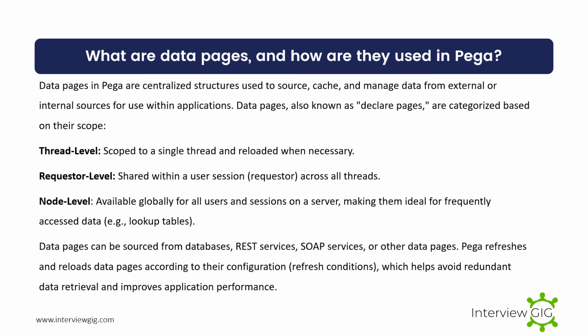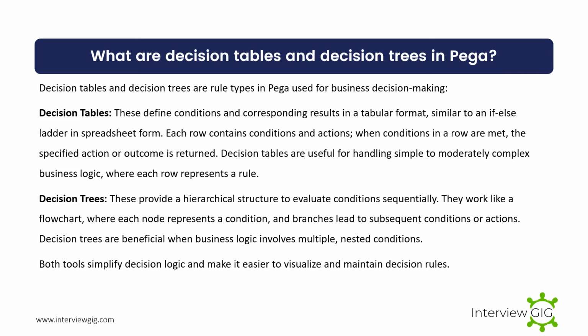What are decision tables and decision trees in Pega? Decision tables and decision trees are rule types in Pega used for business decision-making. Decision tables. These define conditions and corresponding results in a tabular format, similar to an if-else ladder in spreadsheet form. Each row contains conditions and actions. When conditions in a row are met, the specified action or outcome is returned.